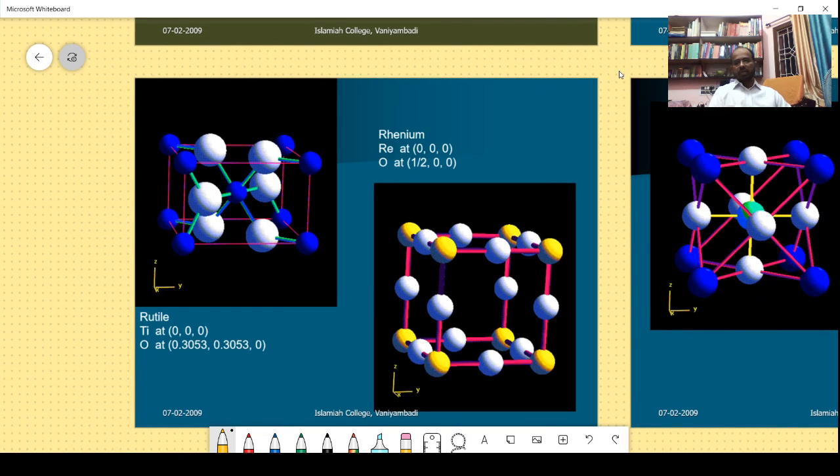Here is another, rutile, a very famous structure, TiO2. You can see that again. This is quite clear, similar to, a very often asked question, quite similar to zinc blende. Zinc blende structure and rutile TiO2 are almost the same. But what is the major difference there? You had one more atom at this center.